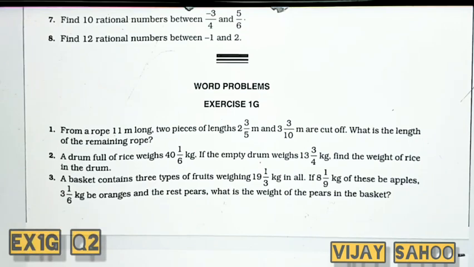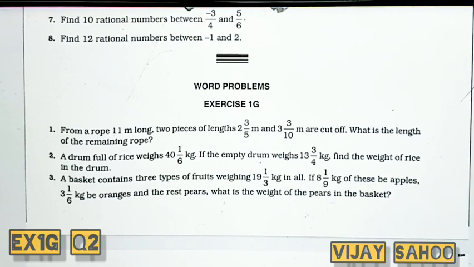Now we are going to solve the second question. You can see the question: a drum full of rice weighs 41 by 6 kg. It means the total weight is given. If the empty drum weighs 13 3 by 4 kg, then what is the weight of the rice? So what is given? The weight of the drum and rice together is 41 by 6 kg. The weight of the empty drum is 13 3 by 4. With the empty drum removed, the weight of rice is what remains. So we will subtract the value, and from that we will get the weight of rice in the drum.